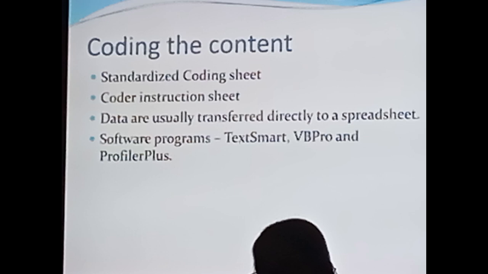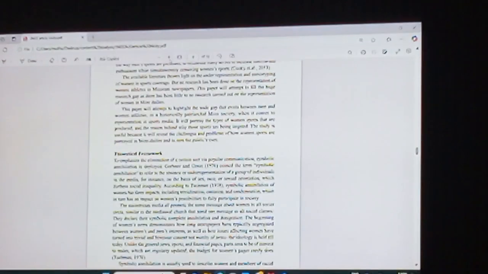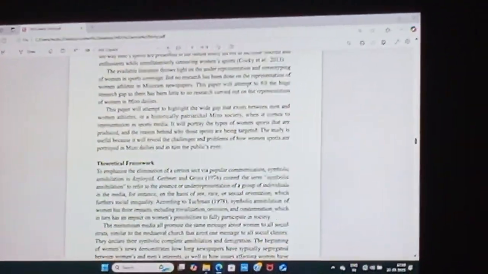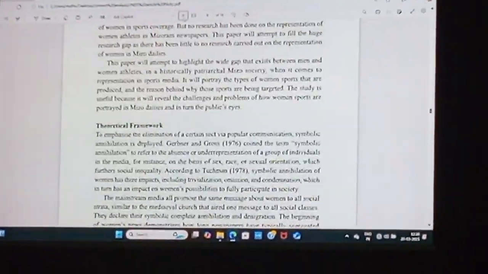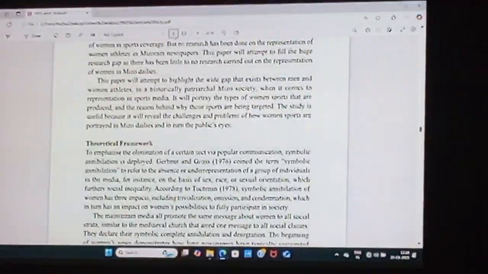So now I will show you the various articles. That one will give you more. This is a small study about the representation of women athletes in newspapers.